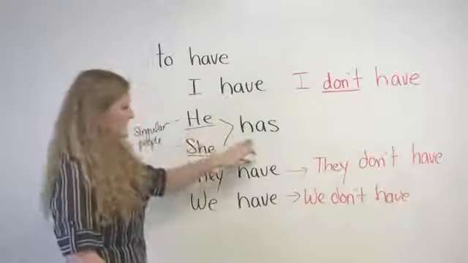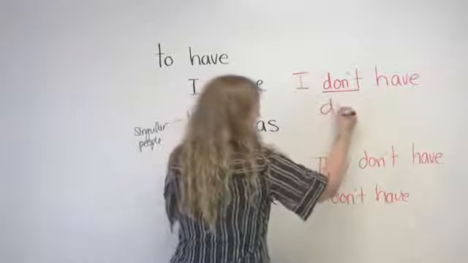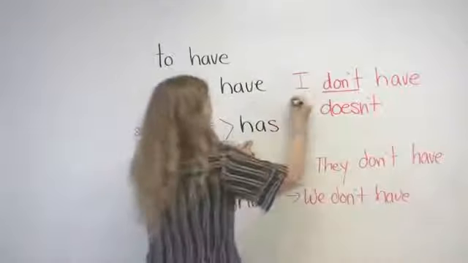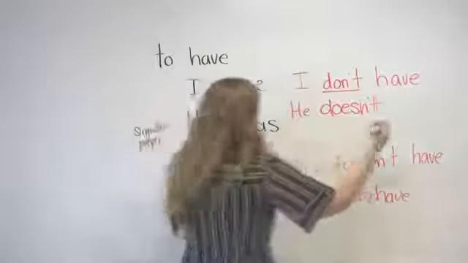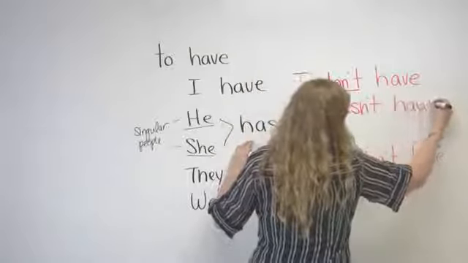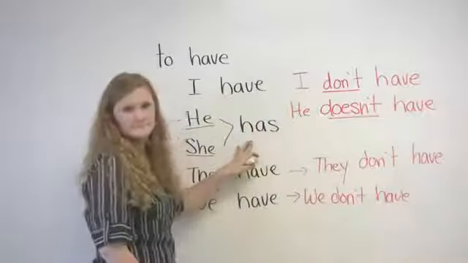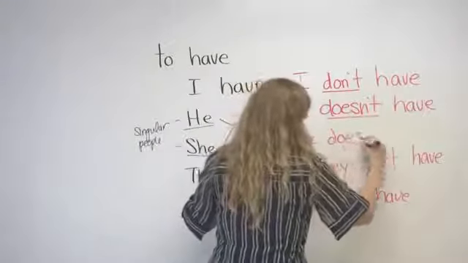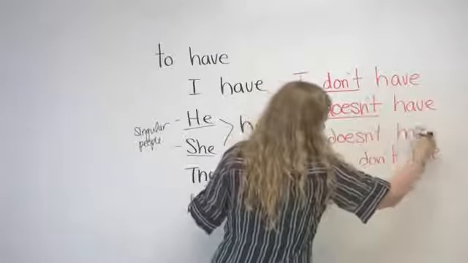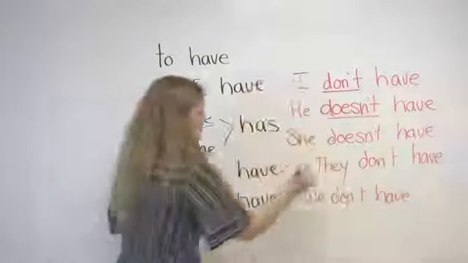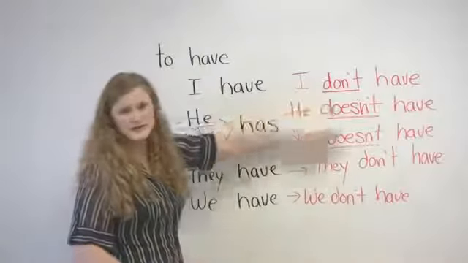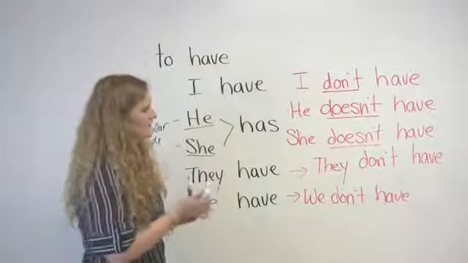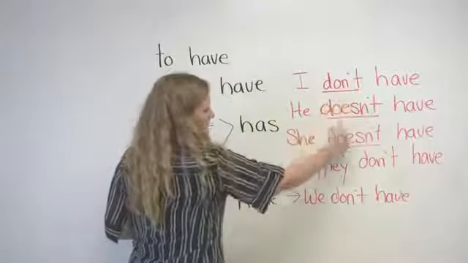He and she with has. We have to change this verb to doesn't. So I can say, he doesn't have. And she doesn't have. So, when we use the negative form, we use the verb have for all of them. The one that changes is don't, doesn't, and don't.